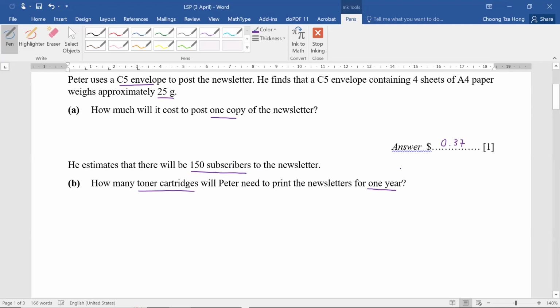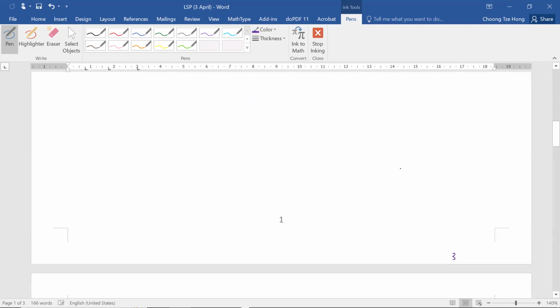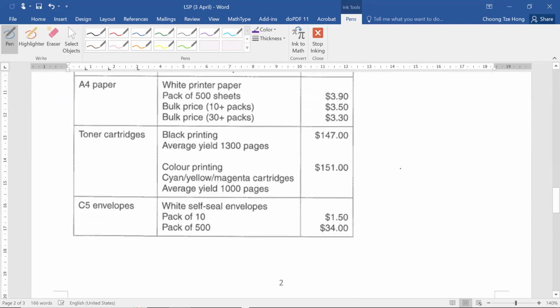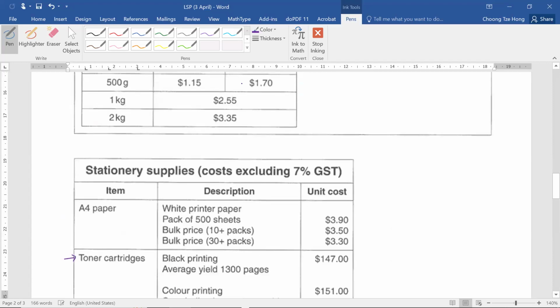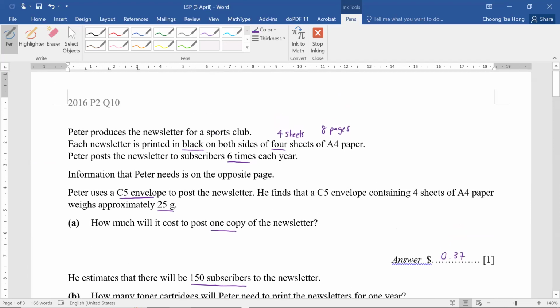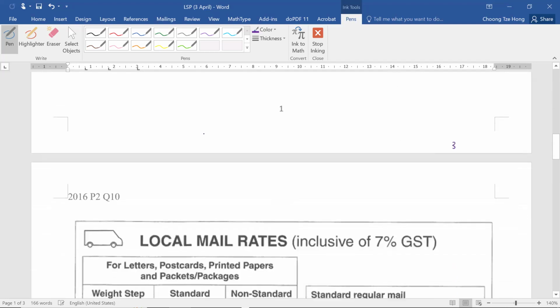Let's head over to the table and look at toner cartridges. Over here you can see toner cartridges. Now we are printing in black, right? If you go all the way back to the first couple of lines, you see we are printing in black. That's why it's very important to underline important info, so that you don't have to keep rereading the whole question over and over again, which takes up a lot of time.